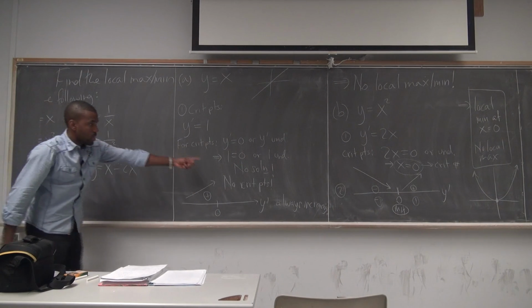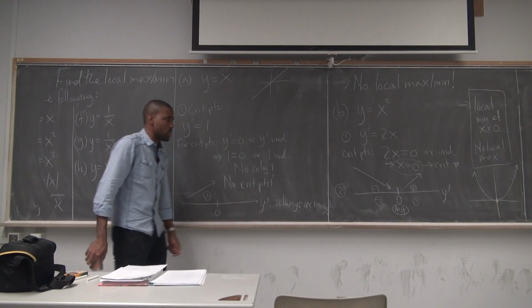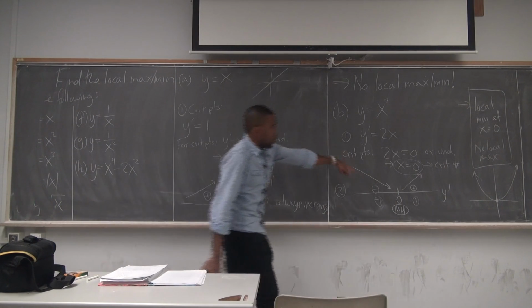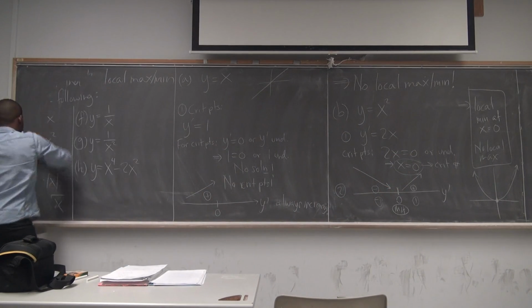So that's an example where we don't even have a critical point. There's no critical point here, so there could be no max and min. This case, we have one critical point, and it ends up being a minimum. Let's look at x cubed.